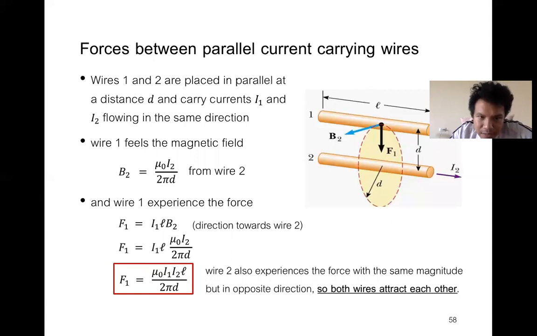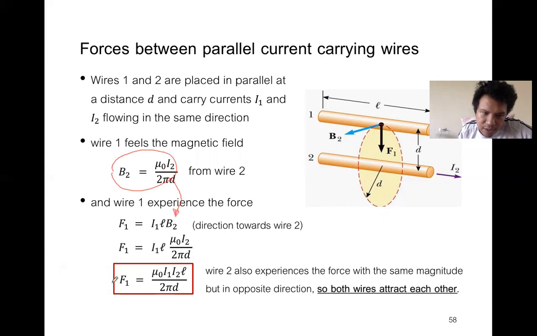Okay, and then yeah, we can calculate the force by first calculating the magnetic field from wire 2, and then wire 1 will experience the force from I L B2. Because B2 is generated from wire 2, and wire 1 is sitting within the magnetic field of wire 2. Then we substitute B2 into this equation, which will give us the expression of F1.